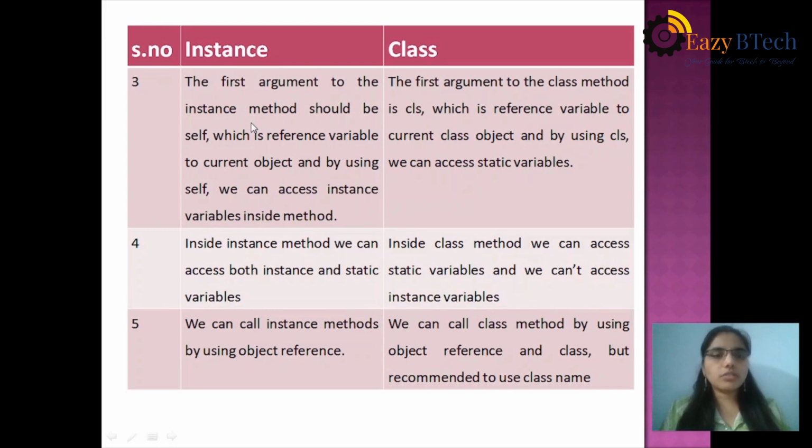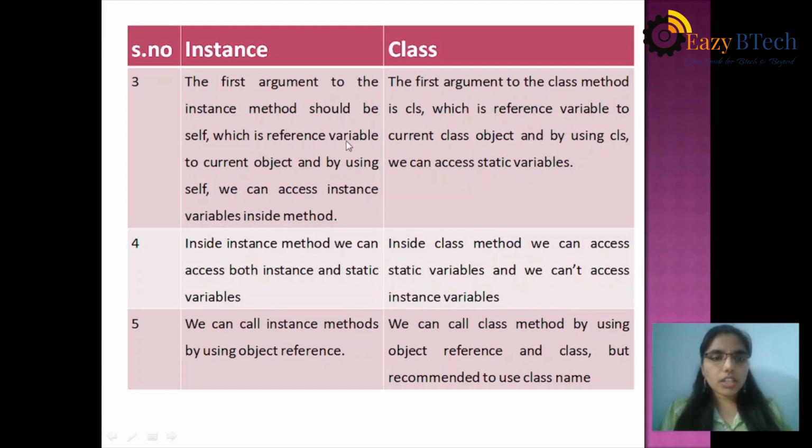That is nothing but self, which is a reference variable to the current object. By using self, we can access instance variables inside the method. So, what is the first argument of a class method? That is nothing but CLS. The first argument to the class method is CLS, which is a reference variable to the current class object.